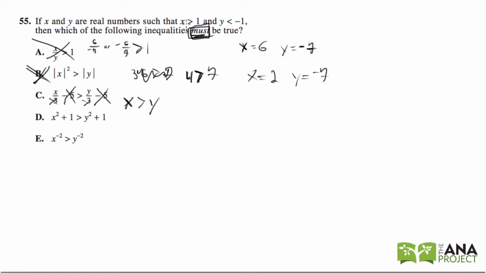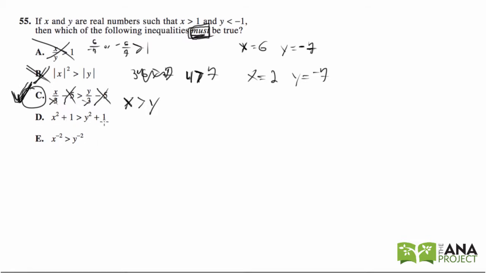So again, let's try our numbers. Is 6 greater than -7? Yes. Is 2 greater than -7? Yes. So any combination, I don't care what numbers you pick for x and y, this is going to be true. Try any combination of numbers you want, this always must be true. So we can actually stop with C because we know C is correct, but let's just do these other ones.